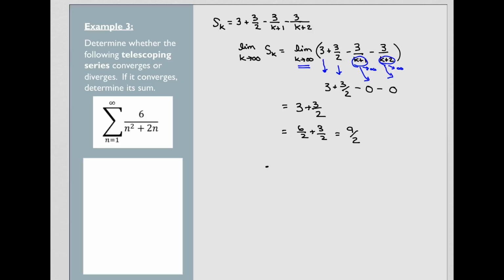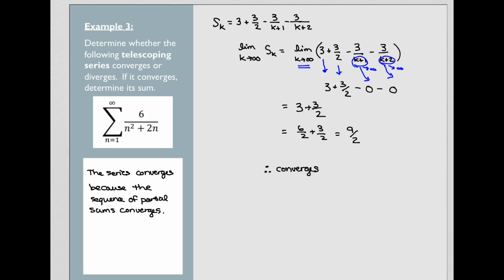What does that tell me? That tells me that this limit as k goes to infinity of partial sums is 9 halves, which means the sequence of partial sums converges, and therefore our infinite series must also converge. So let's write down that result. So the series converges because the sequence of partial sums converges, and it converges, both the series and the sequence of partial sums, to 9/2. Beautiful.